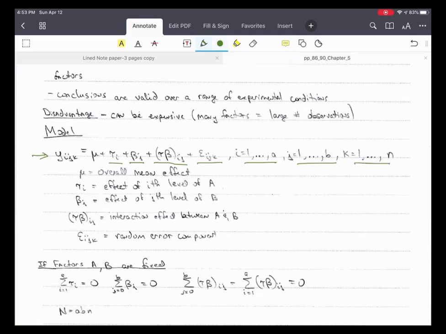We're only going to talk about fixed effects. And so if both factors A and B are fixed, then we have our usual constraint that the sum of the tau i's is 0. The sum of the beta j's is 0. Now we have to also look at the sum of our interaction effects, and notice that I'm only summing across j here, but the sum across j is equal to 0. Or if I only sum across i, it's still 0. So of course if I summed across i and j, I would also get 0.